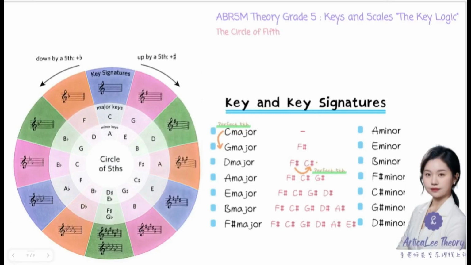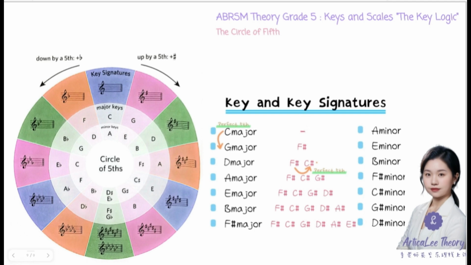Welcome to the world of keys and scales. Today we're going to master the circle of fifths. We'll start with our starting point, C major, and its relative minor, A minor. Both of these have no sharps and no flats, just like this table, okay? Start from C major and A minor, no sharps and no flats.